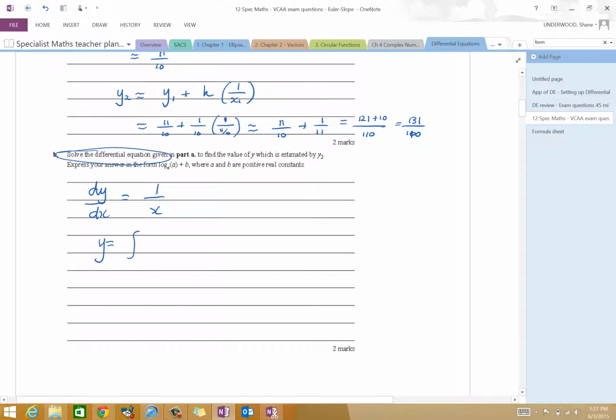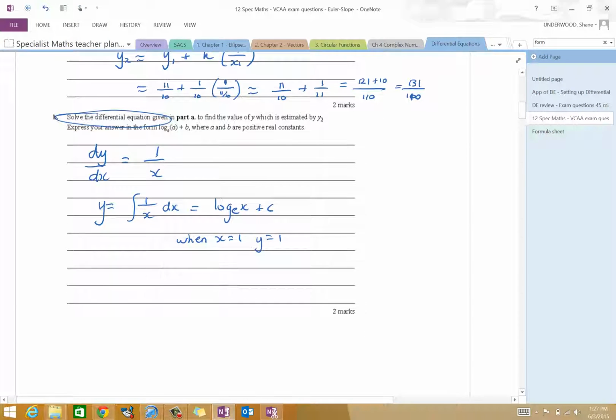Okay, good. The antiderivative of 1 on x dx is equal to log e of x, and you can write ln if you like, that's fine. I probably should write ln. But what about when x equals 1, what does y equal? 1. y is equal to 1. So let's sub that into our equation. We've got 1 is equal to log e of 1 plus c, but log to the base e of 1 is what? 0. So therefore we can say c is equal to? 0.